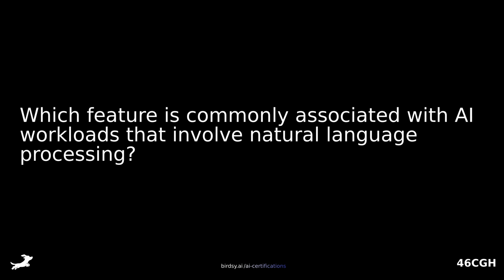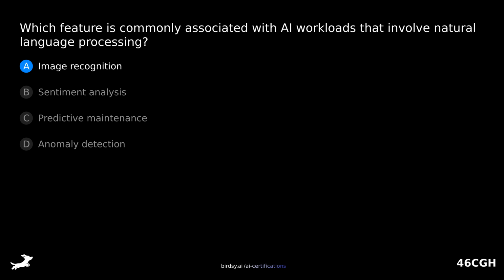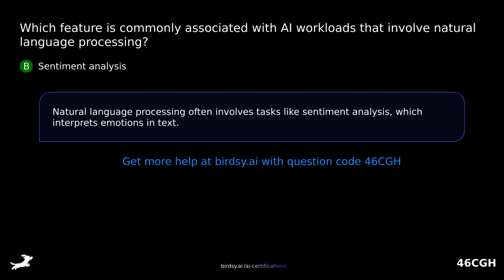Which feature is commonly associated with AI workloads that involve natural language processing? Is it A, image recognition, B, sentiment analysis, C, predictive maintenance, or D, anomaly detection? The answer is B, sentiment analysis. Natural language processing often involves tasks like sentiment analysis, which interprets emotions in text.